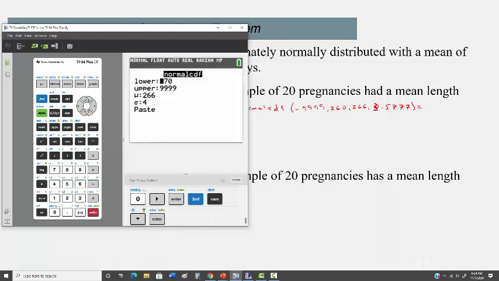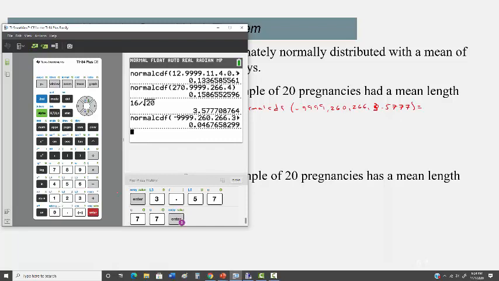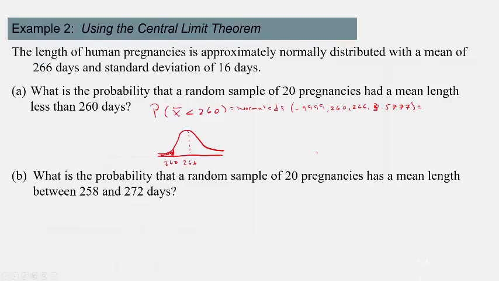So normal CDF, minus 99999, 260, 266, 3.5777, and you get 0.0468 when I round it.